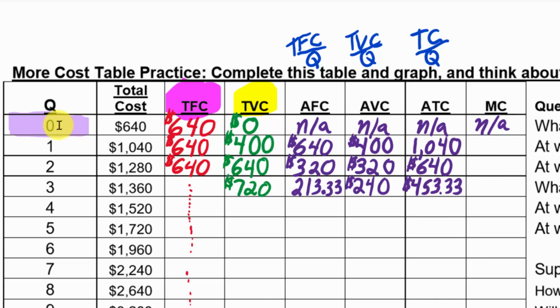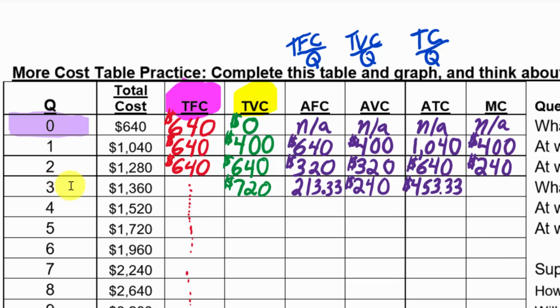But when we go from producing 0 units to 1 unit, our costs go from 640 to 1,040. And so how much extra cost was there to producing that first unit? Well, the change in cost is $400. The additional cost is $400. And so that is our marginal cost for producing the first unit. What's the additional cost for producing the second unit? Well, our total costs go from 1,040 to 1,280. So the additional cost is $1,280 minus 1,040, or $240.